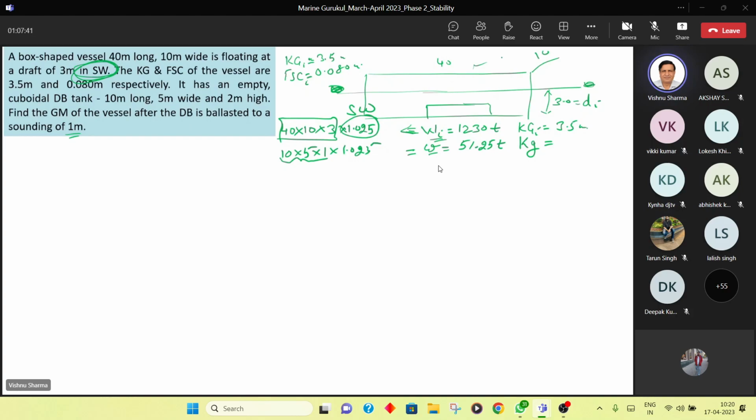What is the KG of this water ballast, guys? 0.5. Half of the sounding. Any questions? Saurabh, are you okay with 0.5 KG of the water ballast, beta? Yes, sir. Okay, very good. Shabash. Saurabh, now find the final displacement after the ballast has been taken. How much will be the final displacement? फटाफट कैलकुलेटर हाथ में उठाओ.